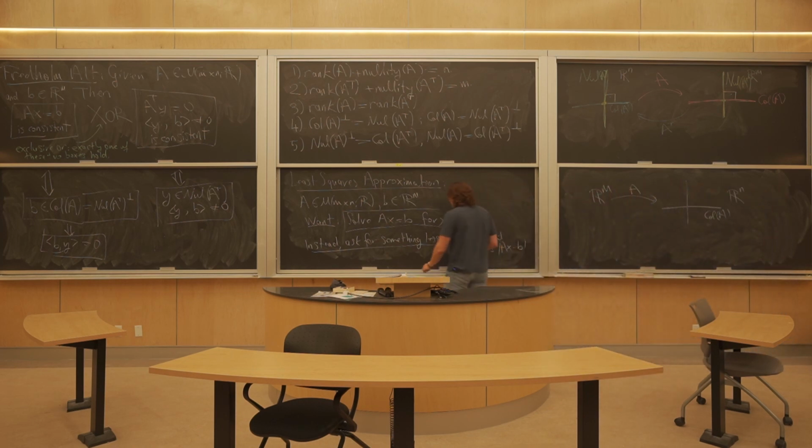Geometrically, this system being inconsistent corresponds to the following. My output vector, the vector that I want to get, is somewhere here. It's not in the column space. So this is the geometric representation of Ax equals b being inconsistent. Okay.